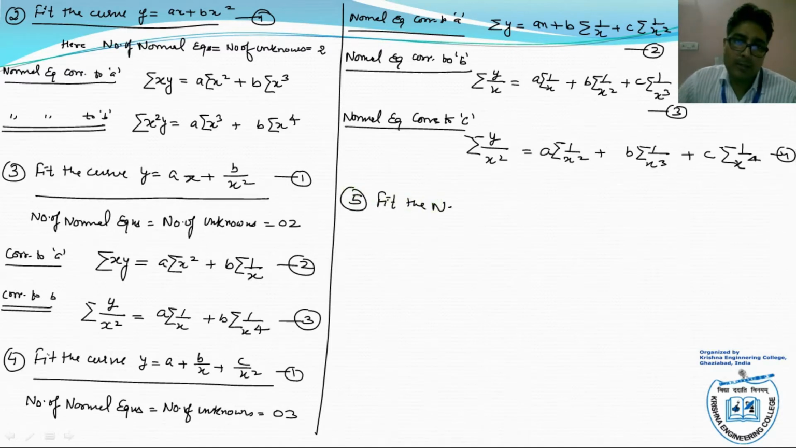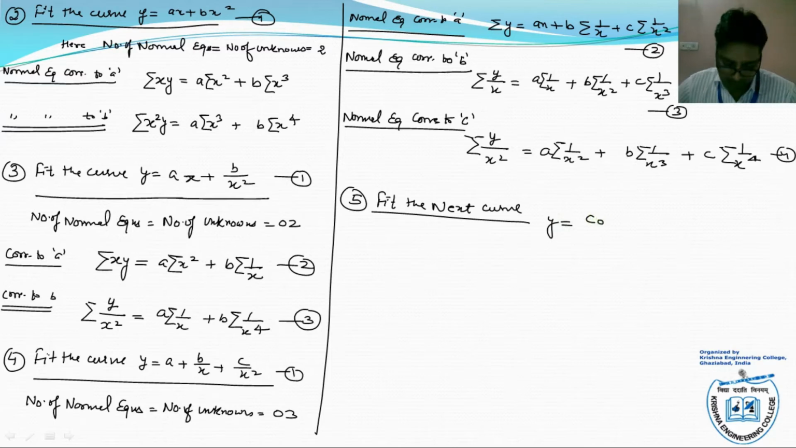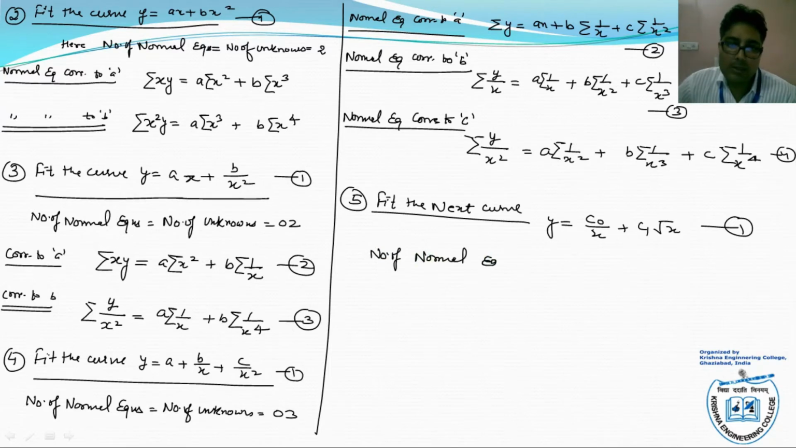Fit the next curve. The next curve is y is equal to c naught upon x plus c1 under root x. Here the number of normal equations is equal to the number of unknowns. Unknowns is equal to 2.